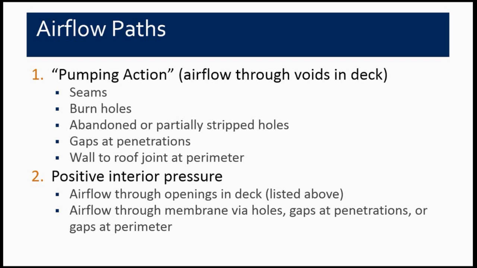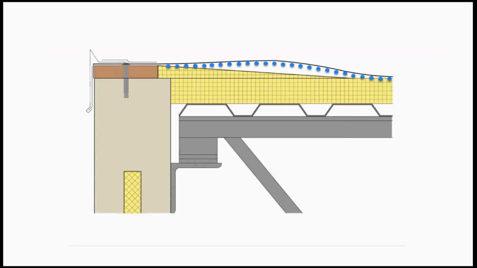So the airflow from pumping action is going to pull through any seams, burn holes, abandoned screws, any gaps around any penetrations, and the wall to roof at the perimeter. But again, with the size of this roof, you're pretty far away from the perimeter. The interior pressure, as we said, can also cause a problem, but that has to go in and come out somewhere. So you need to have perimeter or other places where the air can go through. It was not the major part of the problem. Based on our study on this, it seemed the pumping action was the biggest part of this problem.